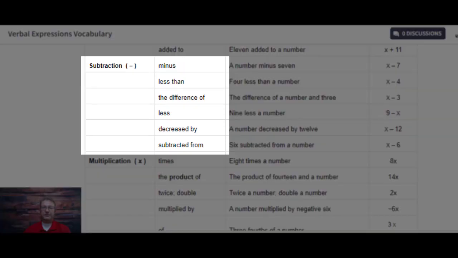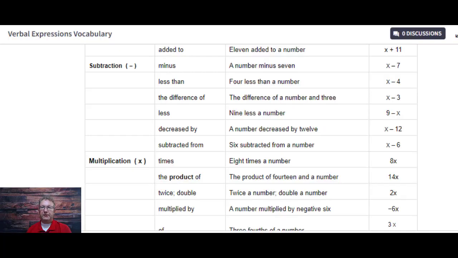Moving on to subtraction. The common words we use to subtract are minus, less than, the difference of, less, decreased by, or subtracted from. The examples we have given: a number minus 7. So that is x - 7. We put x first because we're taking 7 away from this unknown number. Less than: 4 less than a number. Our unknown number is x, so we're going to have x - 4.